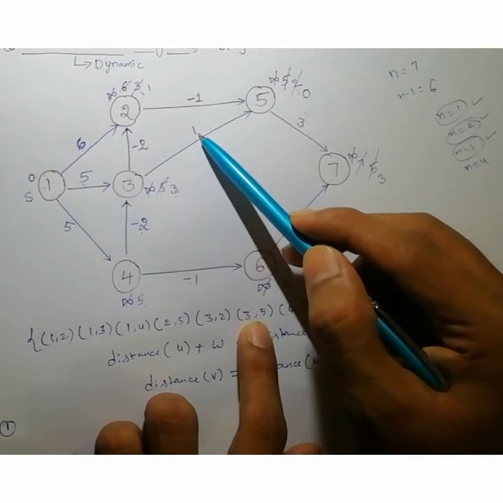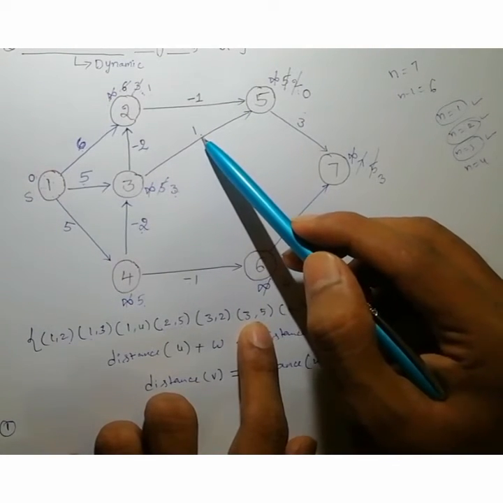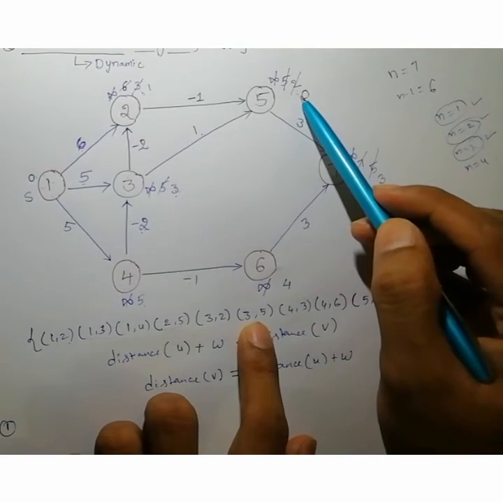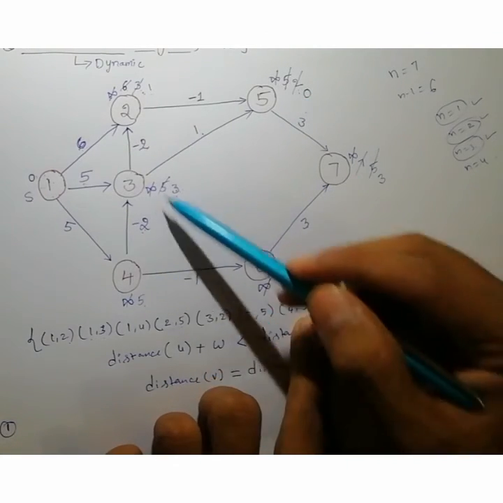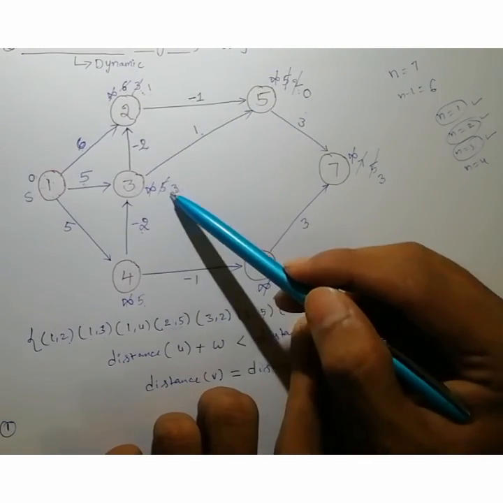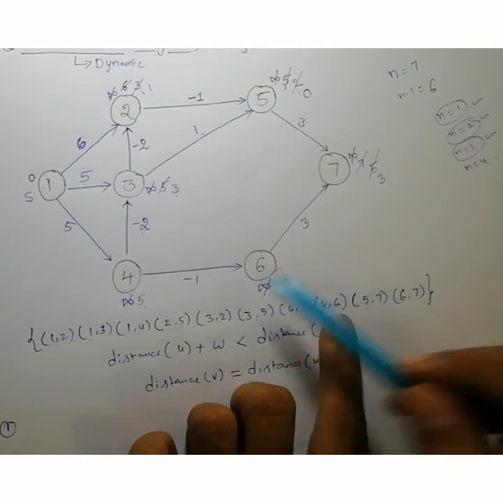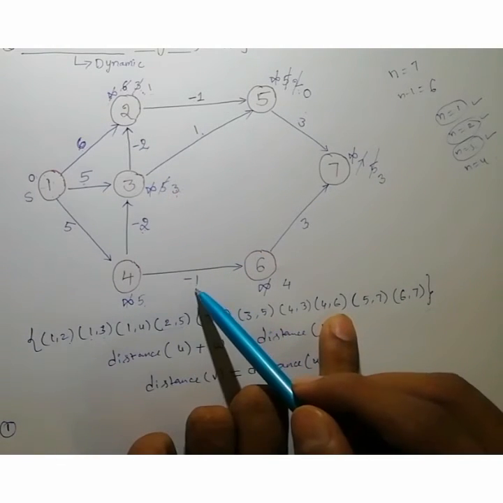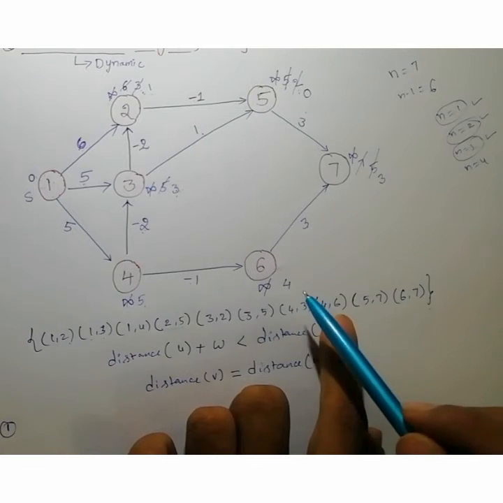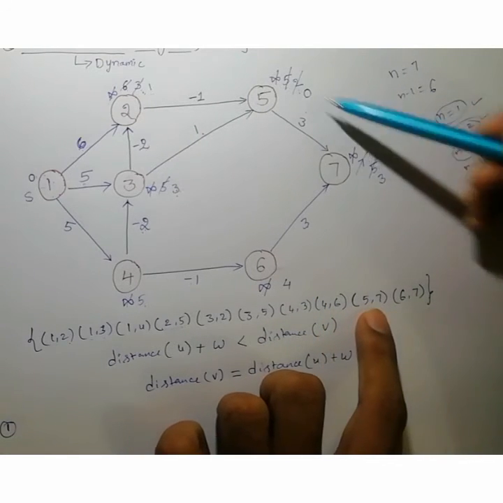3 to 5. 3 plus 1, 4. Is 4 less than 0? No. So don't update. Again 4 to 3. 5 minus 2, that is 3. Is 3 less than 3? No. Don't update. Again 4 to 6. 5 minus 1, that is 4. Is 4 less than 4? No. So don't update.